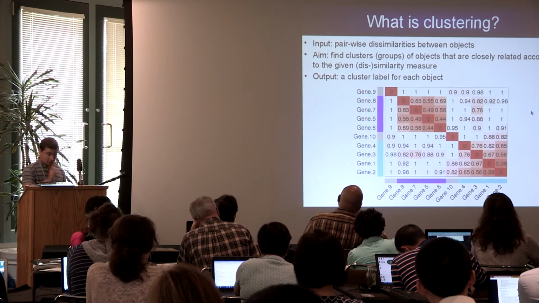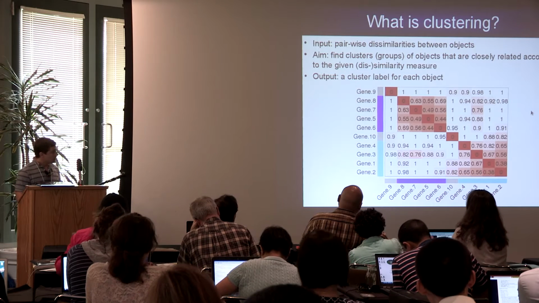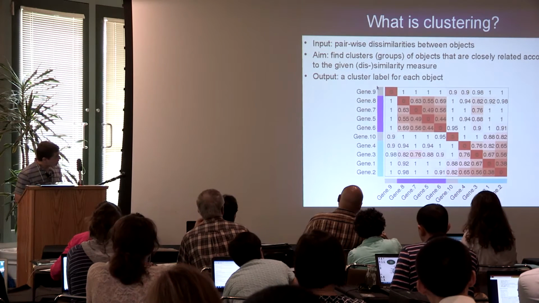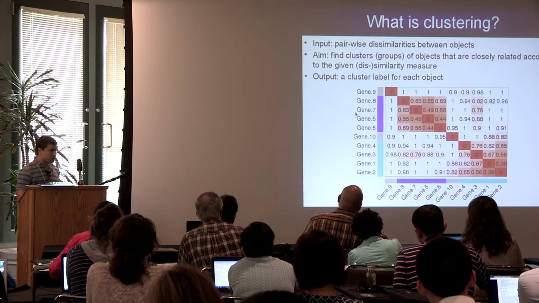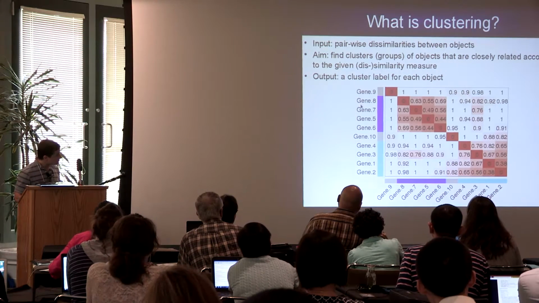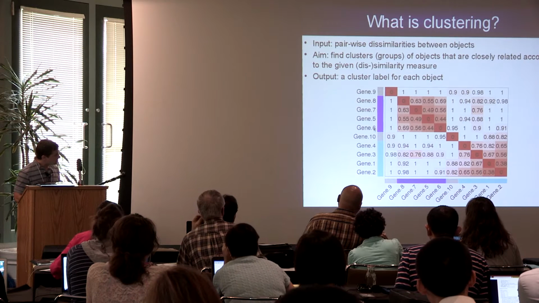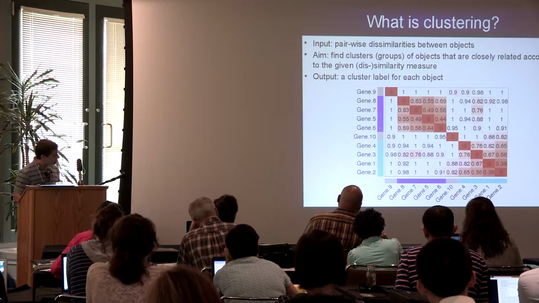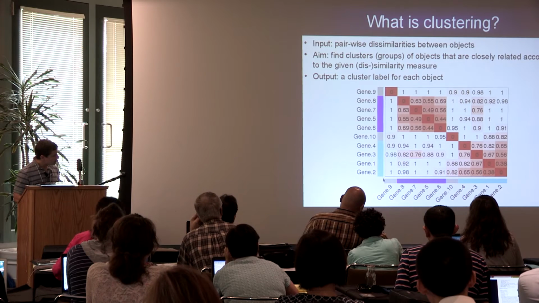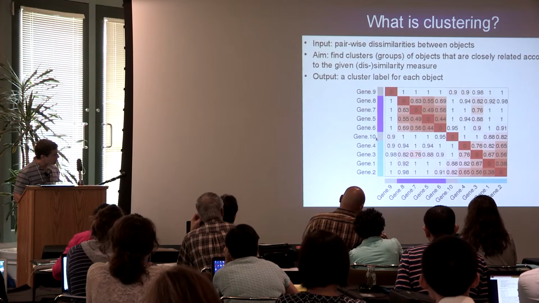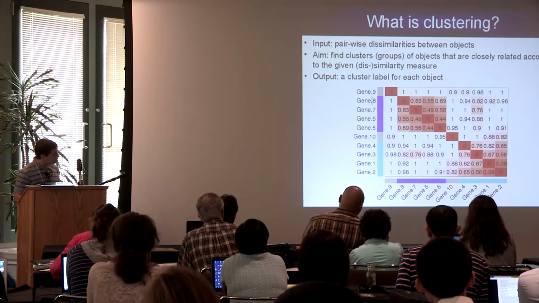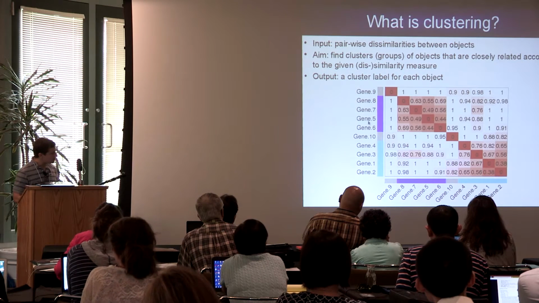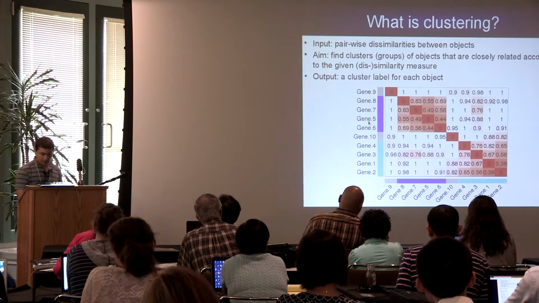So the output of a clustering method is a cluster label for each object. So each of these 10 objects gets a label, and the label could be numeric or it could be a color label. So here, these 4 objects have the same color, so they're part of the same cluster. And then these 4 objects here are also part of the same cluster. And I should say that the gray color here really means that it doesn't mean that the 2 genes or 2 objects are part of the same cluster. It means that they're unassigned. They're not part of any cluster.